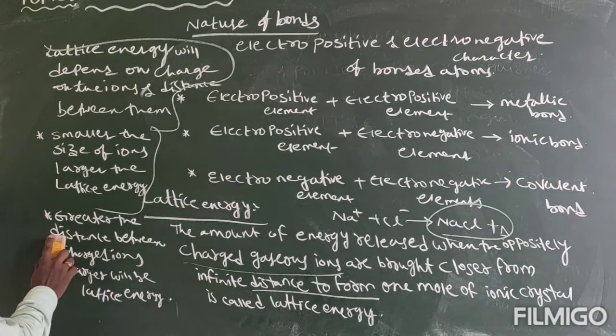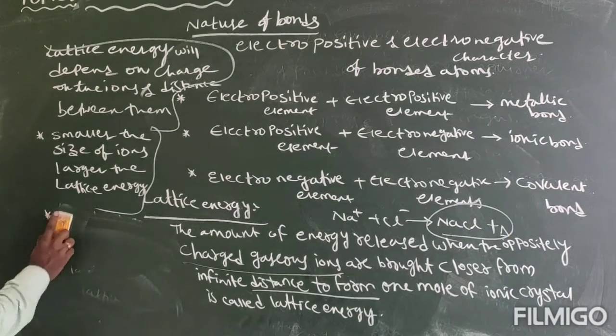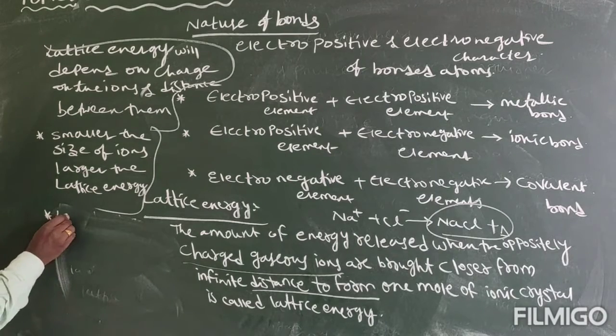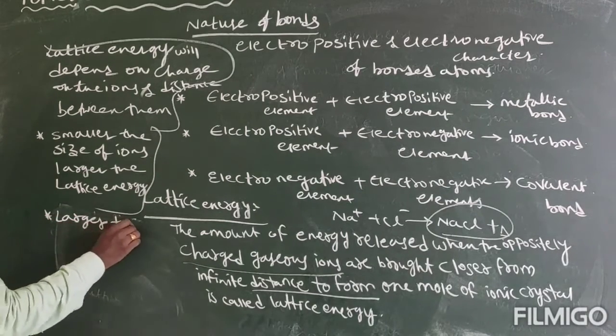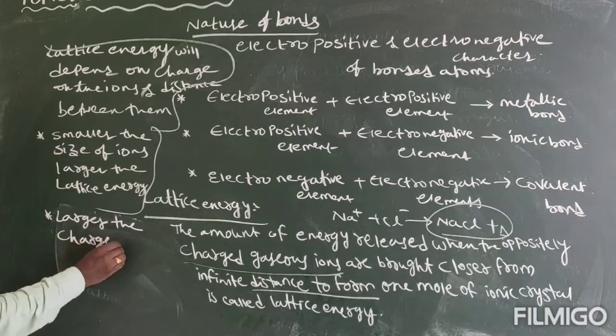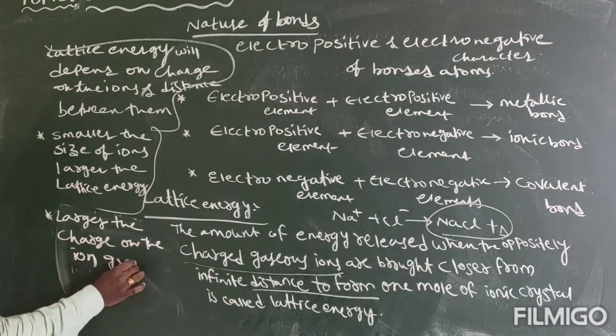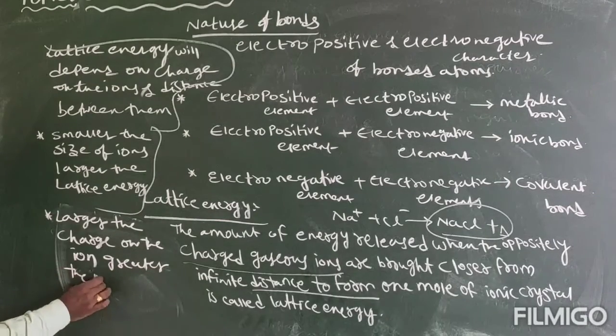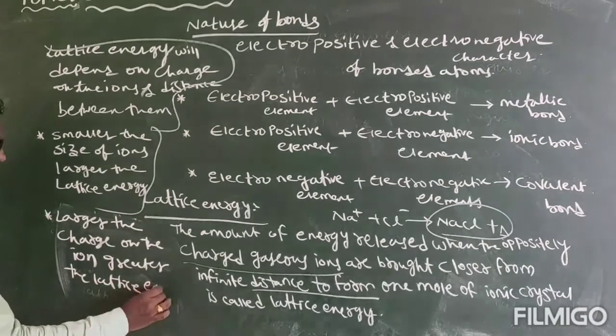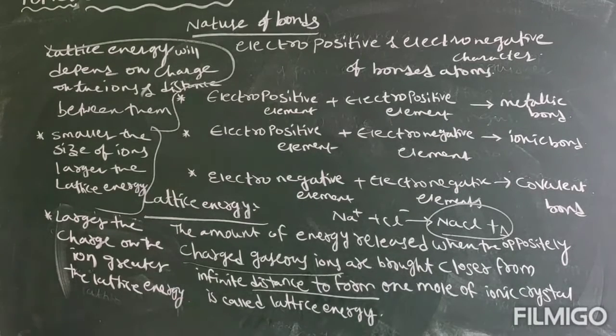You can write this down. The larger the charge on the ion, the greater the lattice energy. Suppose Na+ is there and Mg2+ is there, which will have more lattice energy? Mg2+. The larger the charge on the ion, the greater the lattice energy.